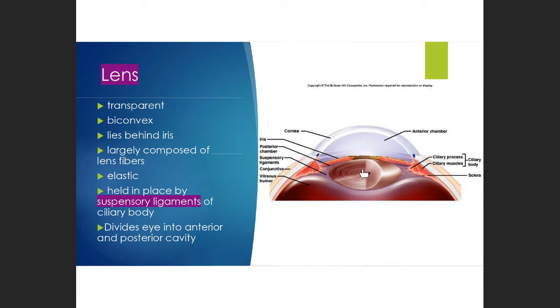So the lens is held in place by suspensory ligaments, which are attached to the ciliary body. And it is the lens that divides the eye into the anterior and posterior cavity.